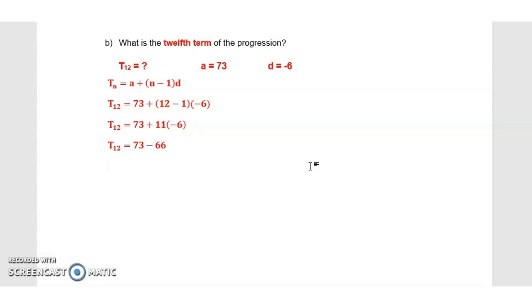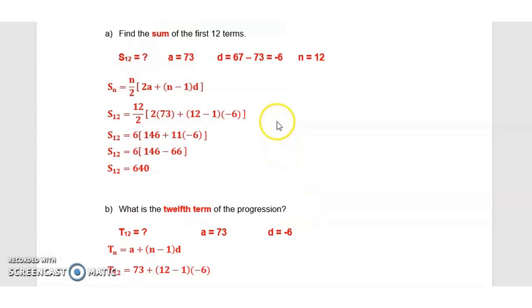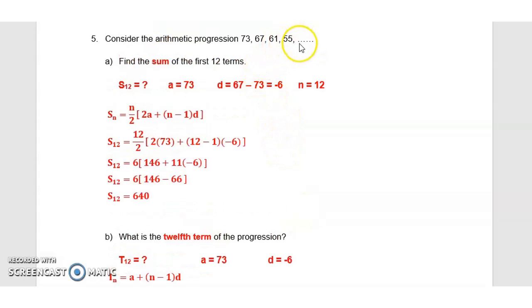So 73 minus 66 is 7. So T12 equal to 7. Okay, so in this sequence, the 12th term is equal to 7. So first term, second, third, fourth term. So the 12th term here will be equal to 7.